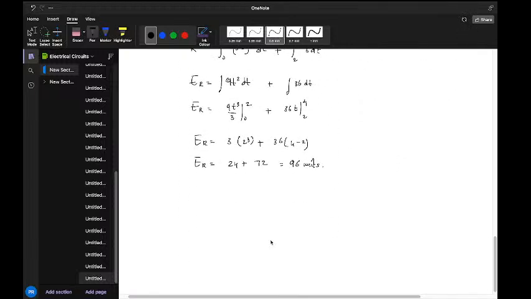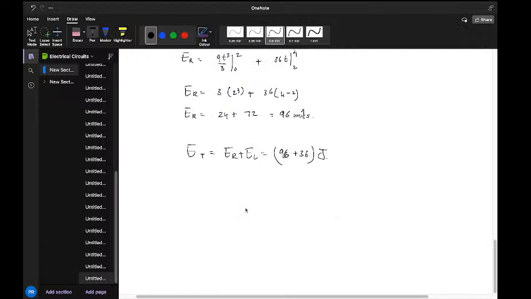Okay, so the total energy in the circuit is just going to be E of R plus E of L, which is 96 plus 36, in joules. Okay, guys, so cool. Let's go try solving another problem. Before I do that, let me see if there is anyone in the chat.